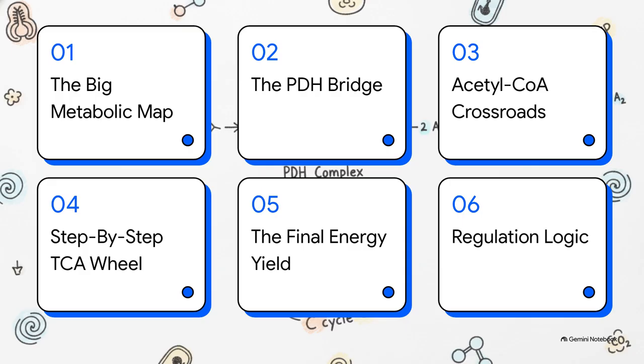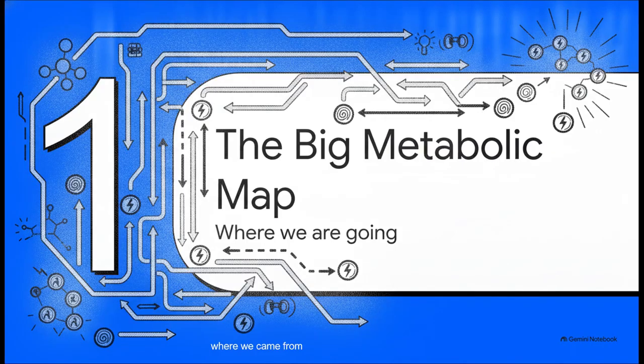We're going to progressively build this map together, step by step. We'll start with the big metabolic map, then we'll cross what's called the PDH bridge, take a look at the acetyl-CoA crossroads, spin the step-by-step TCA wheel, tally up our final energy yield, and finally, we'll make sense of the regulation logic. All right, section 1, the big metabolic map.